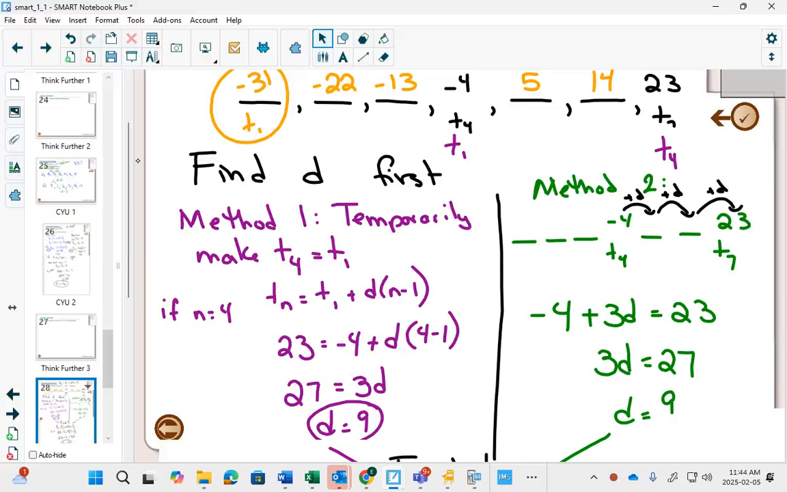Okay? So method 2 is kind of nice because you don't have to temporarily mix things up. Temporarily changing things around might cause you to get confused later on. Method 2 just says, logically, I have 3 jumps to go from term 4 to term 7. So I can write that out. -4 plus 3 jumps of D will get me to 23. That lets me solve for D.